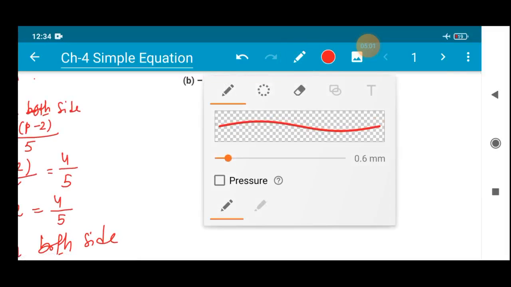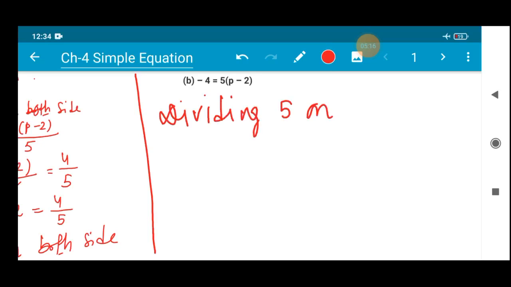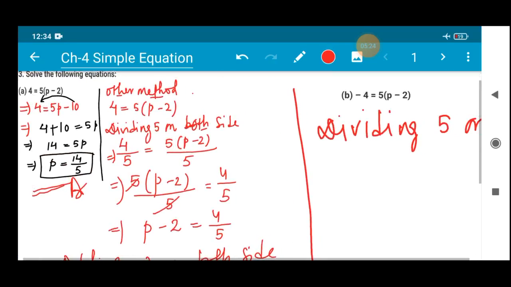This question is very similar, the only difference is that minus 4 is there. In order to solve this, I'll be using only one method, that is dividing 5 on both sides. I know this is a little lengthy process, but most of the students like this. Compared to this, the other method takes very few steps to get the answer.